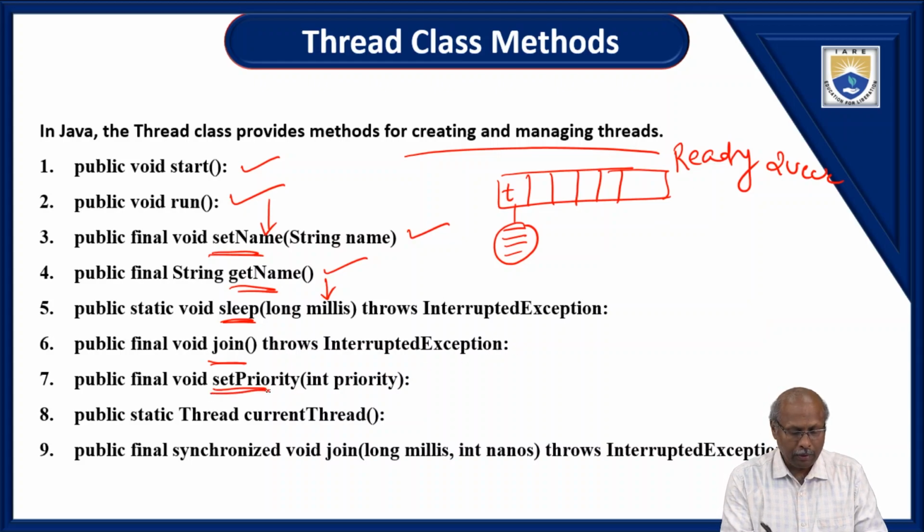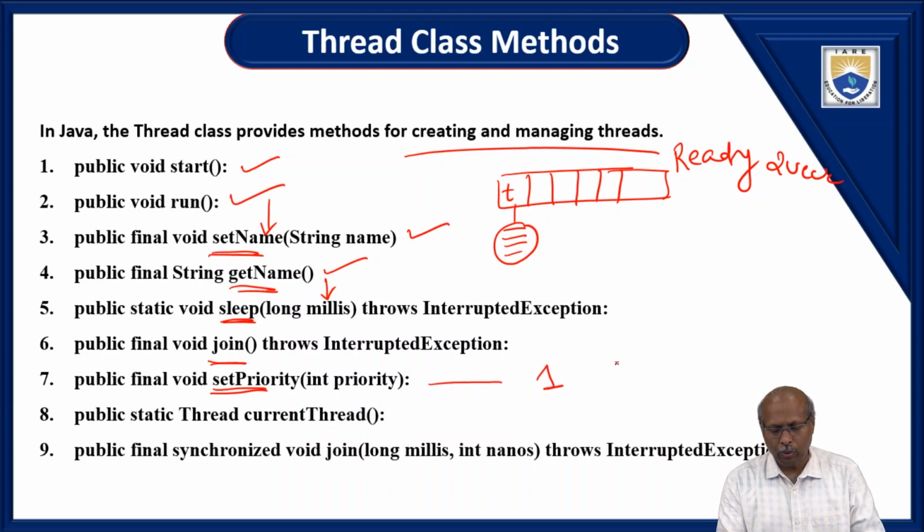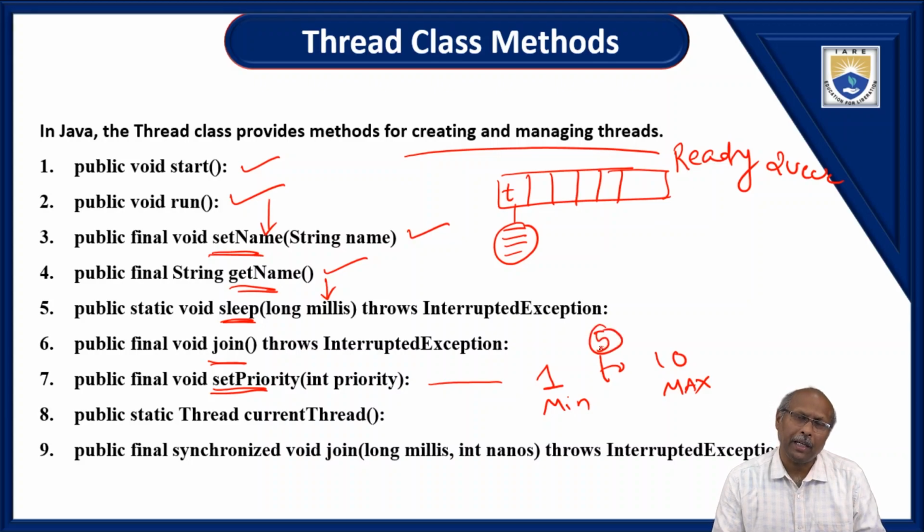Similarly, there is one more method called setPriority. You can set the priority of a thread also, because for every thread the priority ranges from 1 to 10. This is the minimum priority and this is the maximum priority, and the average priority is 5. So you can assign a priority value for a thread. Based on the priority, it will get a chance to utilize the CPU time. So this is one method.